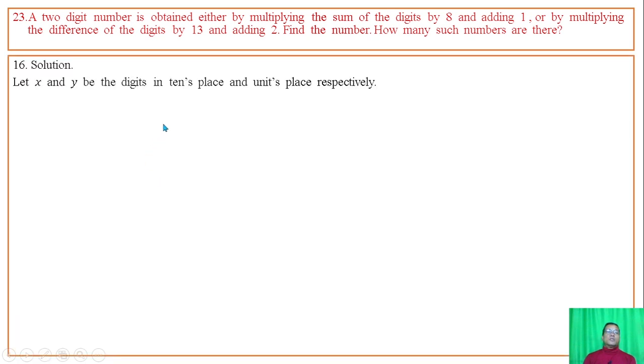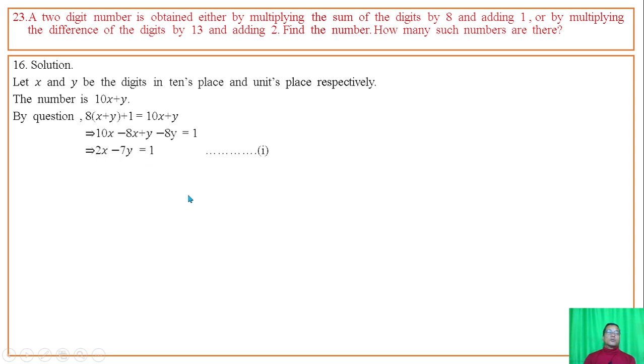Let x and y be the digits in the tens place and units place respectively. The number is 10x plus y. By question, the number is obtained by multiplying the sum of the digits by 8 and adding 1, which is equation 1. Again, the number is obtained by multiplying the difference of the digits by 13 and adding 2, which is equation 2.